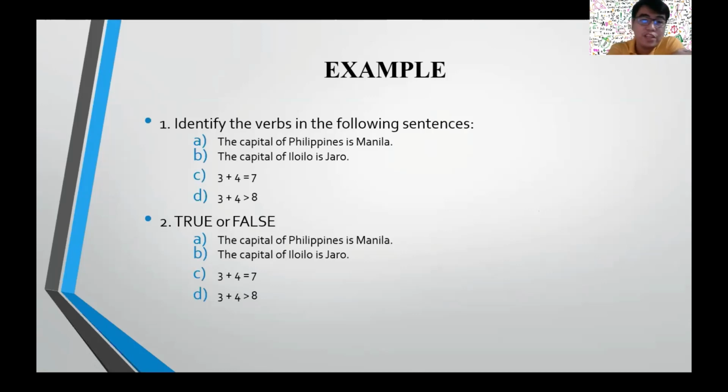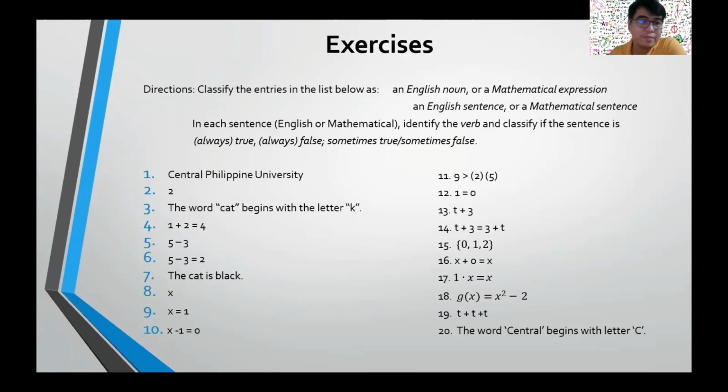Let's do away with English. Let's just try C and D. So 3 plus 4 is equal to 7. Then you could say that the equal sign is the verb in mathematical language. Right? Let's try evaluating whether it's true or false. 3 plus 4 is 7. That's true. 3 plus 4 is greater than 8. It's false. But both C and D have complete thoughts. Remember that. They are sentences.